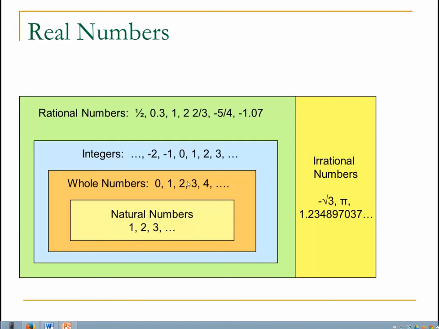All right, hello students. In class we talked about real numbers, and what we found was that real numbers were broken off into two categories: the rational numbers, which is this big green rectangle right here, and this yellow rectangle, which is the irrational numbers.